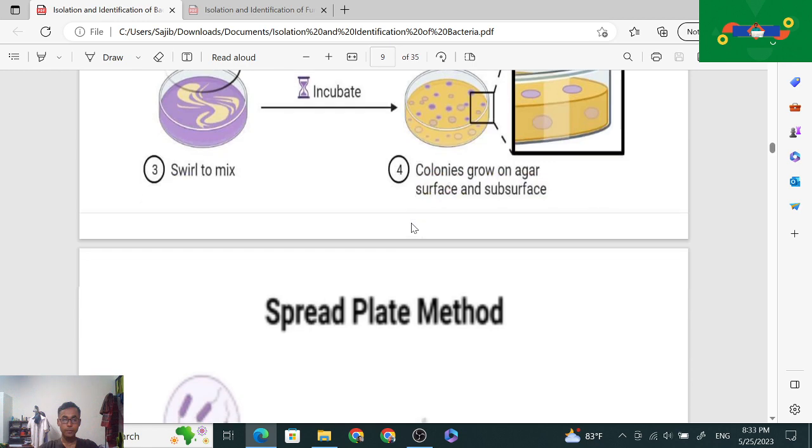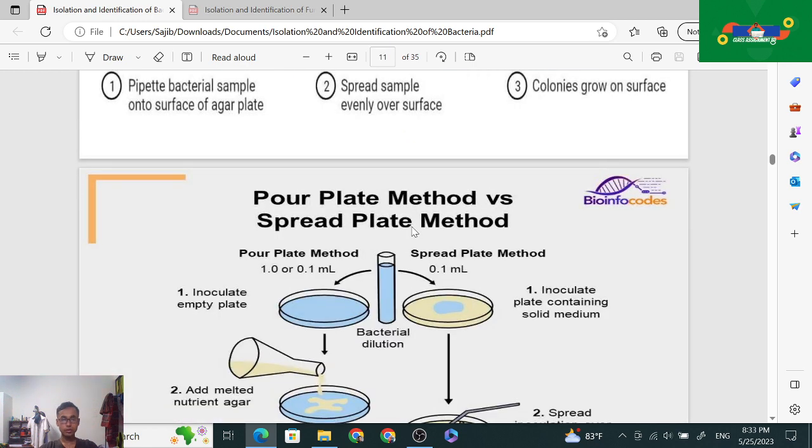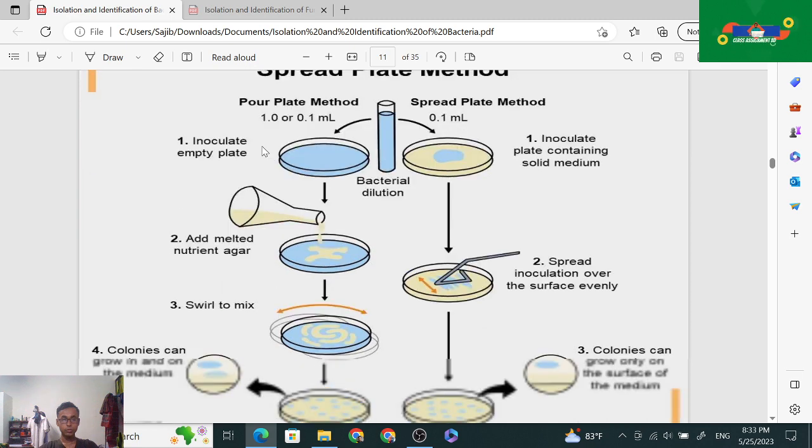Then pour plate method versus spread plate method. In the pour plate method the volume is 1 or 0.1 ml, while the spread plate method uses 0.1 ml only. Then here we see the incubation, the empty plate, and the bacterial dilution. Then add melted nutrient agar onto it.